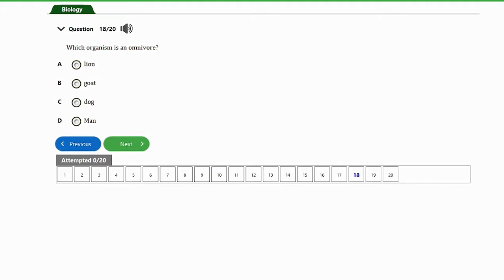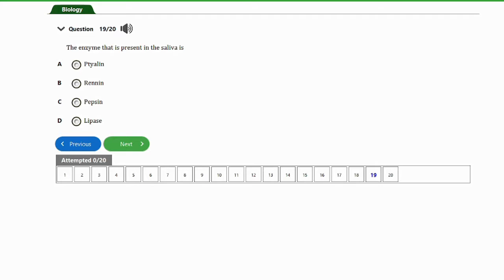It says, which organism is omnivore? A, lion. B, goat. C, dog. D, man. So guys, already we know the answer to this question, and that's man. Man is omnivore and can feed on both vegetations and animal sources. So let's look at the next question, and that's the second to the last question, and that's question number 19.